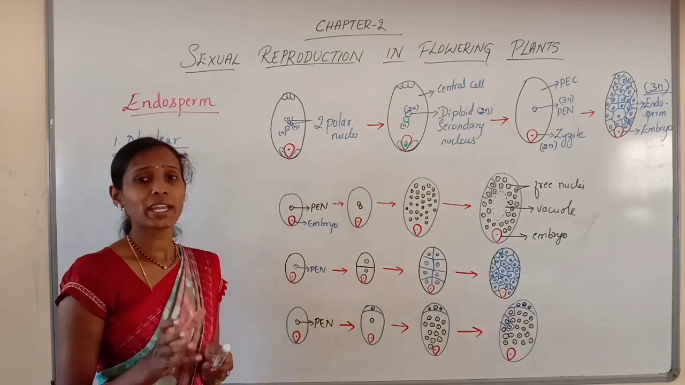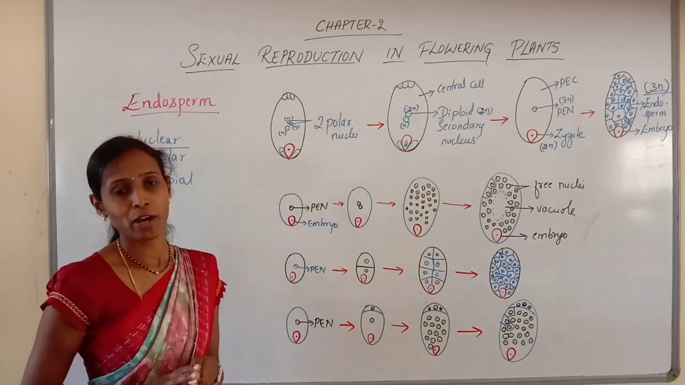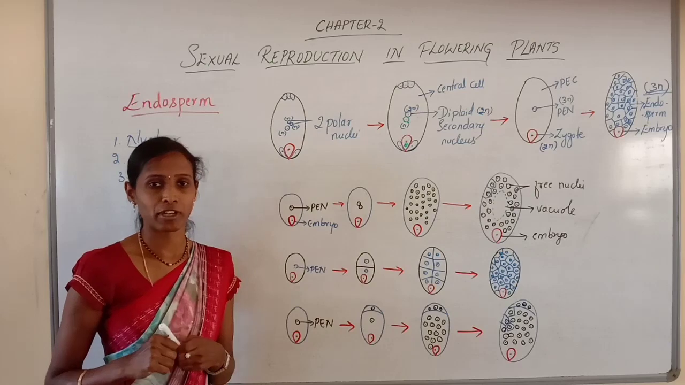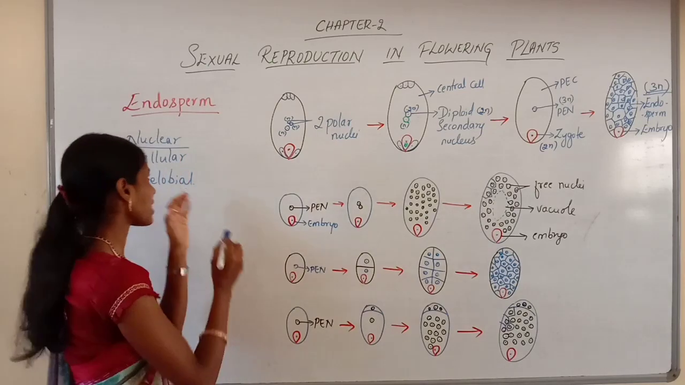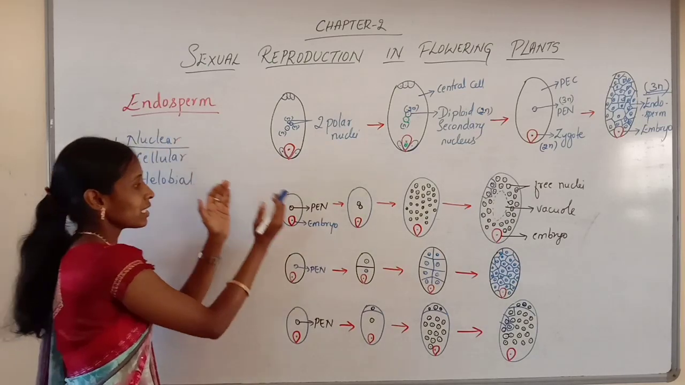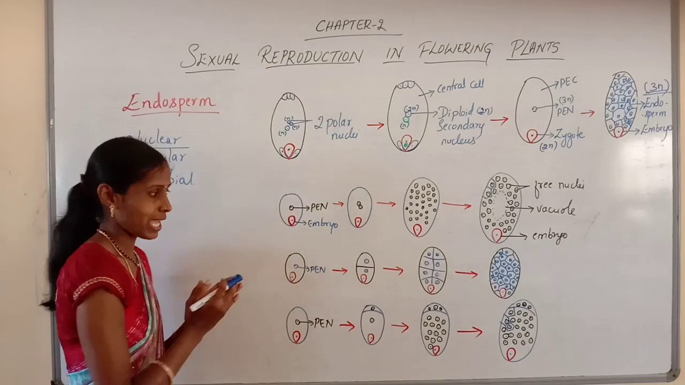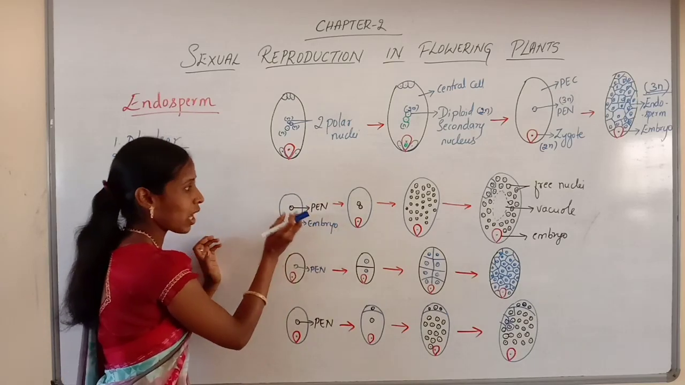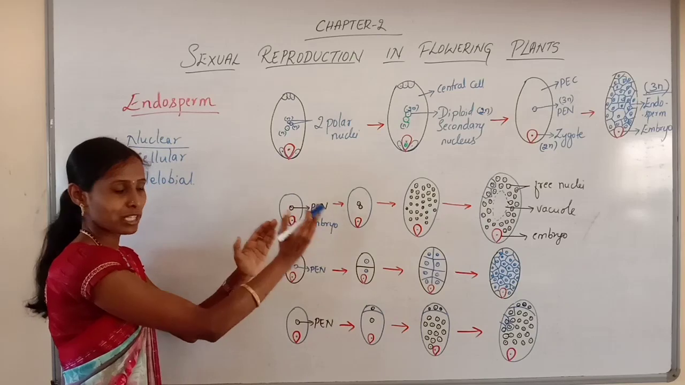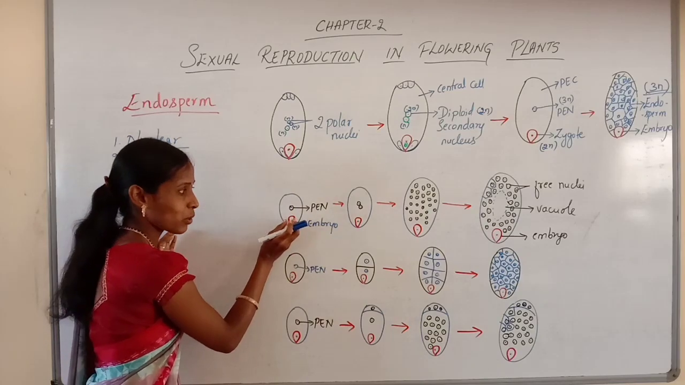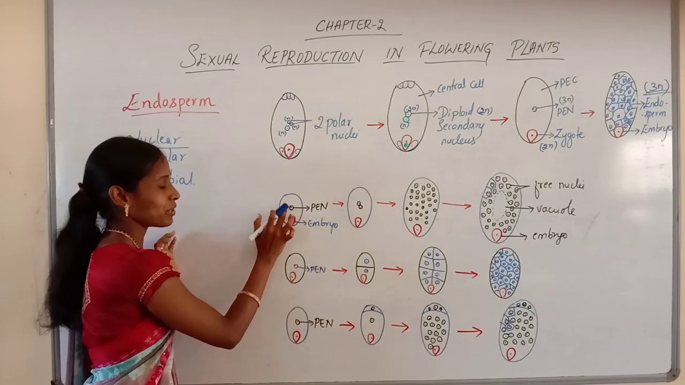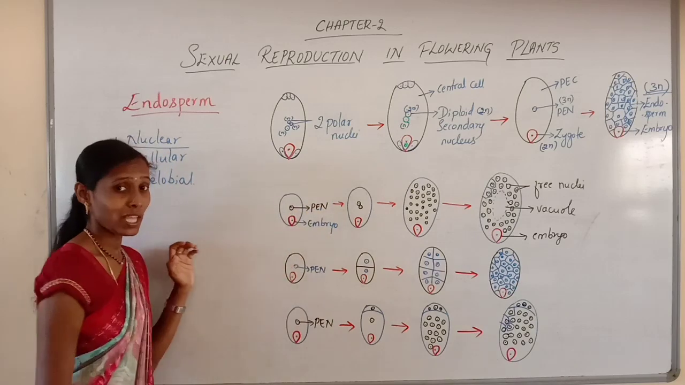So this nuclear endosperm is the most common type of endosperm development in flowering plants. Let us see how it will be formed. This is the embryo sac which contains an embryo, and we are discussing after fertilization. Here the zygote developed into the embryo, and the sac contains a primary endosperm nucleus.